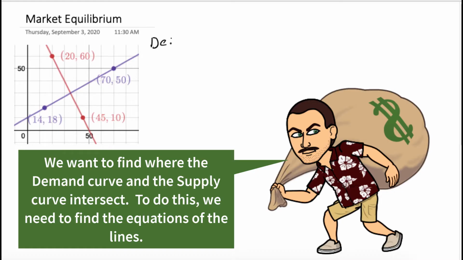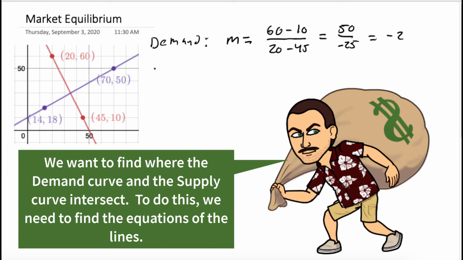So what this question wants us to do is to find where our demand line intersects our supply line. So let's start with demand. The slope of the demand line, right? We were given 2 points, so let's first find a slope, which is the change in price divided by the change in quantity. So that's 50 over negative 25. So the slope of our demand line is negative 2.